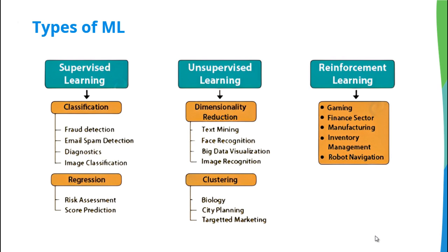Unsupervised learning covers dimensionality reduction, like PCA, and also clustering, like K-means clustering, hierarchical clustering, and so on. We have text mining, big data analysis, image recognition, biology, city planning, targeted marketing, and so on. Likewise, reinforcement learning applies to gaming, the finance sector, manufacturing, inventory management, and robot navigation. These are just a breakdown of the types of machine learning we have.